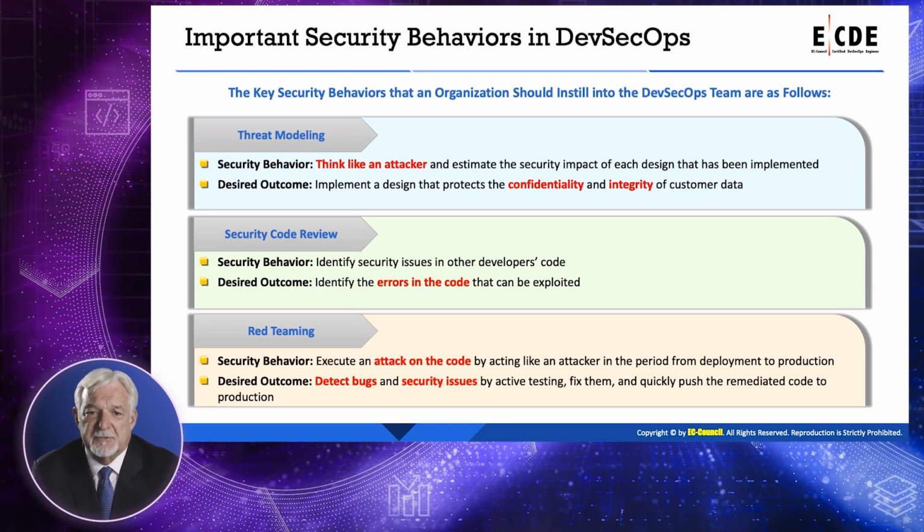Security code reviews is another big behavior that we want instilled here. Identifying security issues in other developers' code is one way of doing this. Identify the errors in code that can be exploited in a shared environment. Red teaming is another behavior. And here you could execute an attack on the code by acting like an attacker in the period from deployment to production. The desired outcome here is to detect bugs and security issues by active testing. Then you fix them and quickly push the remediated code to the next stage or even production.